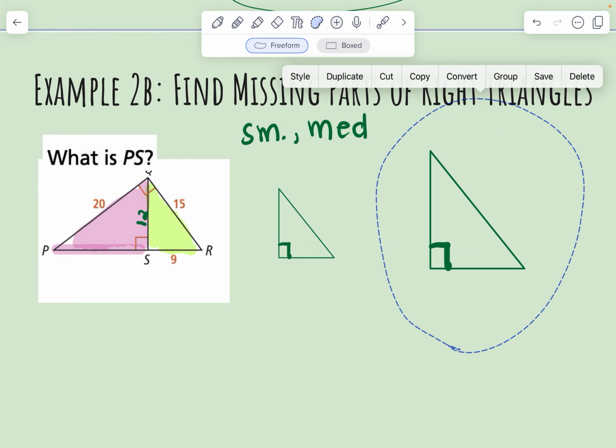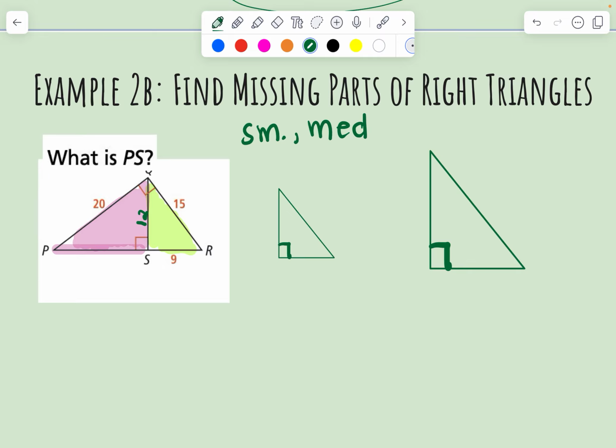And then a medium triangle. For the small triangle, the right angle is at S, the smaller side is SR, and the longer side is RQ. We know that's 15, that's 9, and we just found out that that was 12.